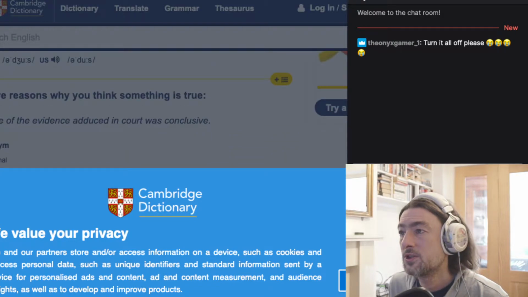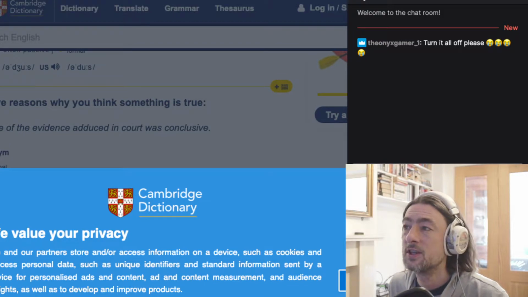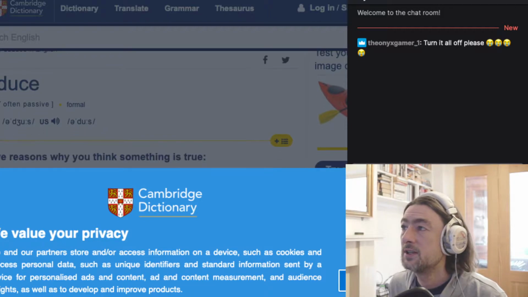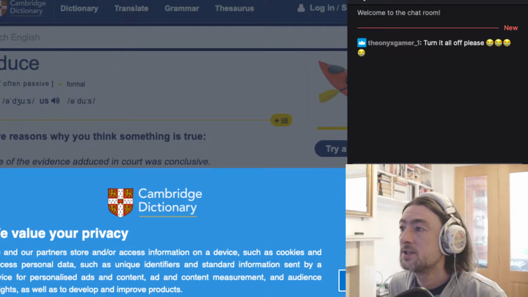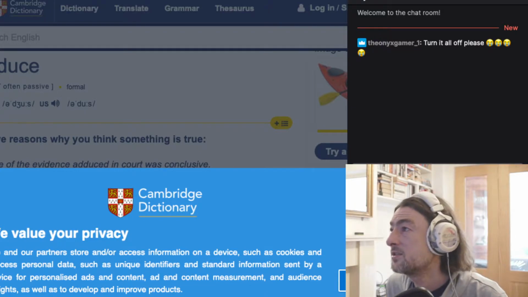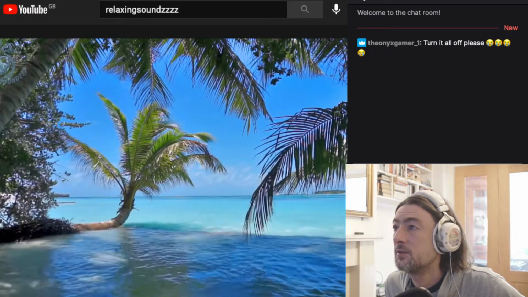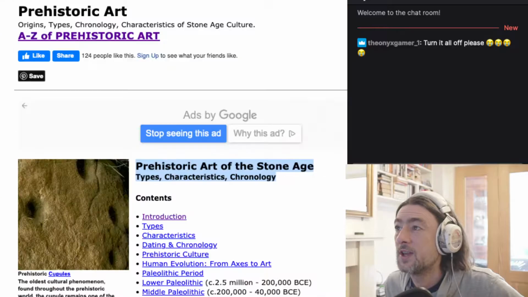None of the evidence adduced in court was conclusive. Adduced means giving evidence that I think is true. It doesn't mean that it's definitely true. It means I'm going to give you my opinion, doesn't it? I'm adducing opinions, but I believe them to be true. That's adduce anyway. We learned that.